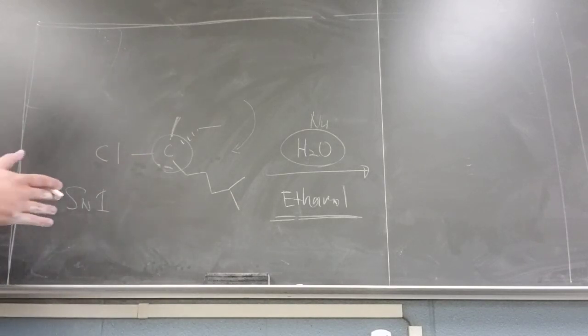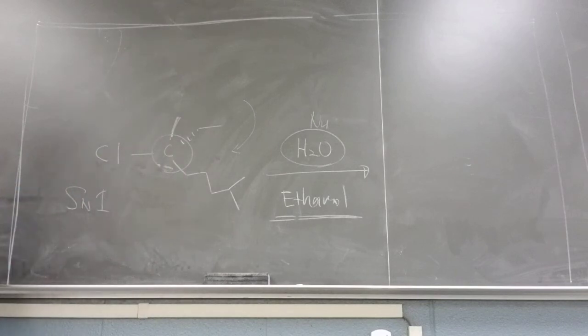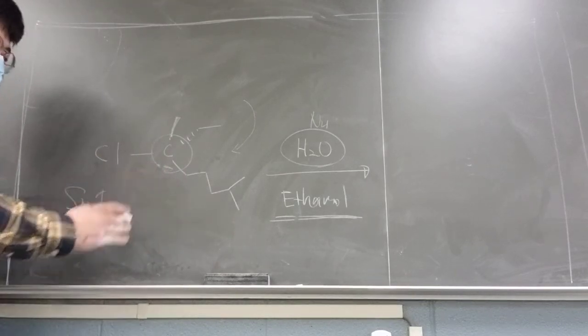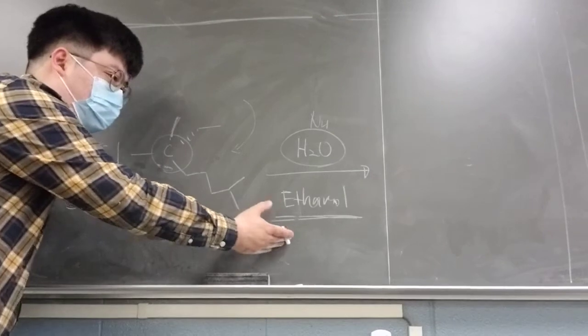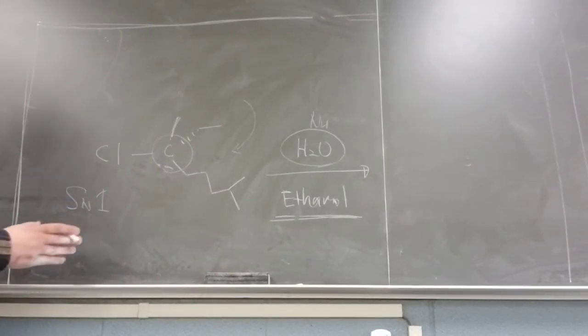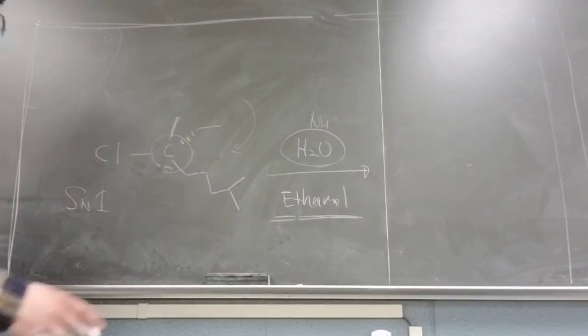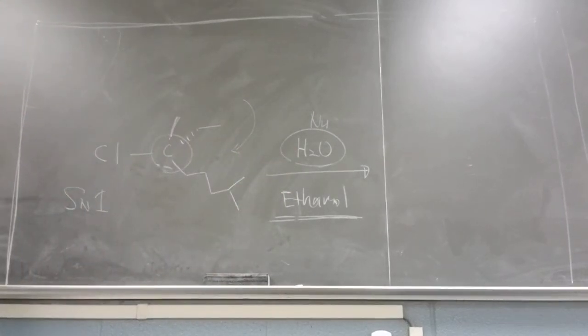So this is a very good example of SN1. This carbon is tertiary. Your solvent is a very protic solvent, and also it's bulky, and the nucleophile is not so strong. So it won't be good for SN2 anyway.